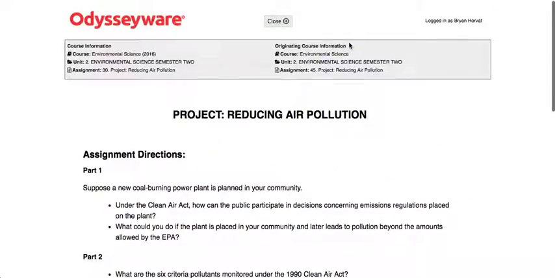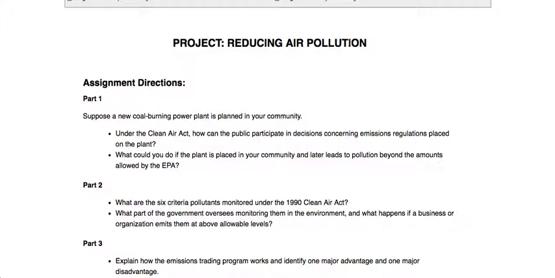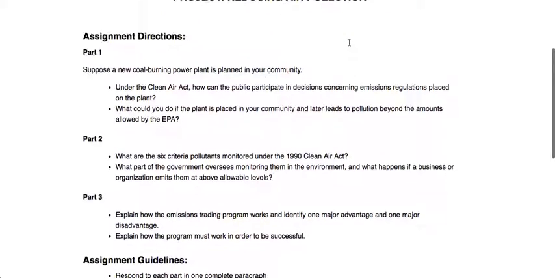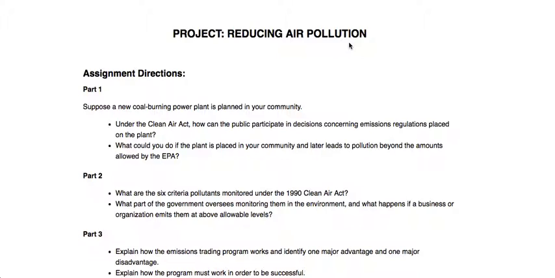The project is essentially a three-part project. So the first part, let's break it down. Suppose a new coal burning plant in your community is being planned. Under the Clean Air Act, the question is how can the public participate in decisions concerning emission regulations placed on the plant? And what could you do if the plant is placed in your community and later leads to pollution beyond the laws allowed by the EPA?